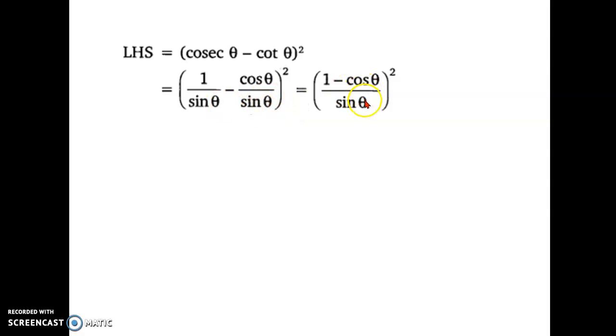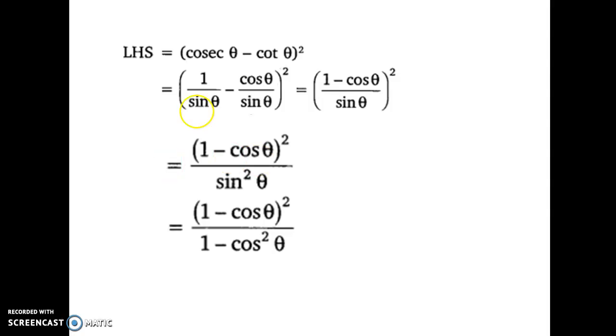Now next step, take the LCM. Both are having sin theta. So take sin theta as LCM and write the numerator as such, that is 1 minus cos theta. Okay. Now this whole square means what? For the numerator square and denominator square is there. So in the denominator I will get only sin square theta. In the numerator 1 minus cos theta. Okay.